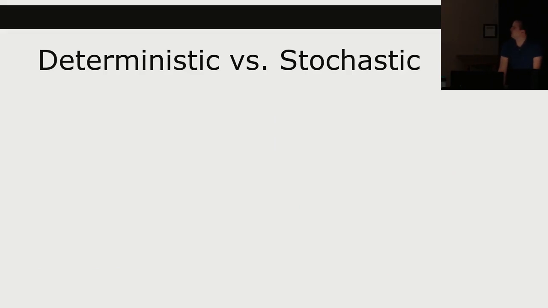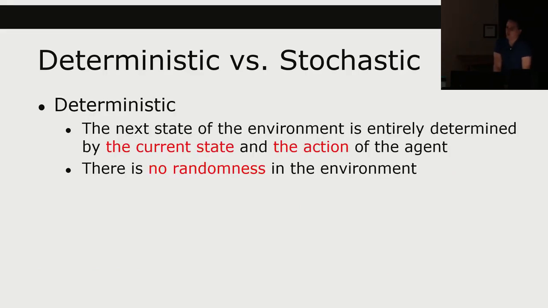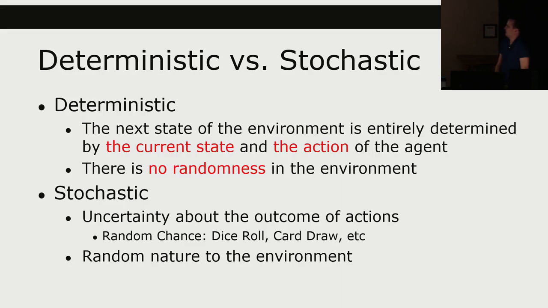Property number 2, deterministic versus stochastic. In a deterministic game, the next state of the environment is entirely determined by the current state and the action. There is no randomness in the environment. So no randomness is another way of saying that if I take an action, it will always have the same outcome. In a stochastic environment, which means non-deterministic, there is some uncertainty about the outcome of actions. So there might be a dice roll, a card draw, maybe you have a 20% chance of getting a critical hit, something like that. And there might be randomness due to the nature of the environment, etc.